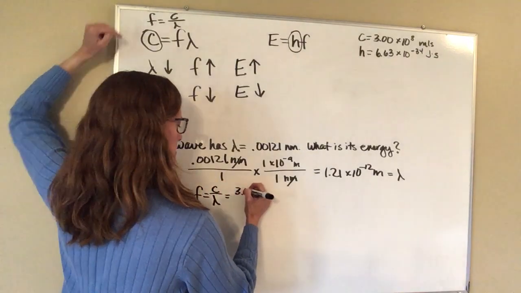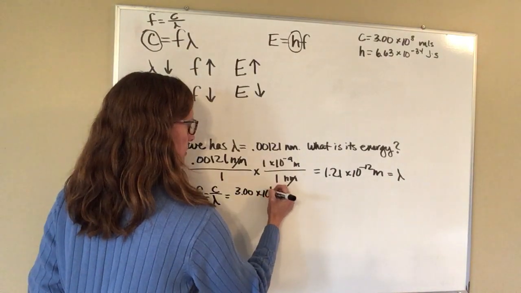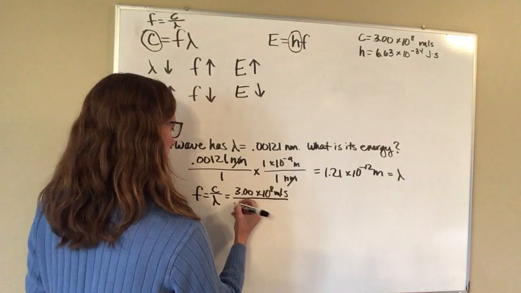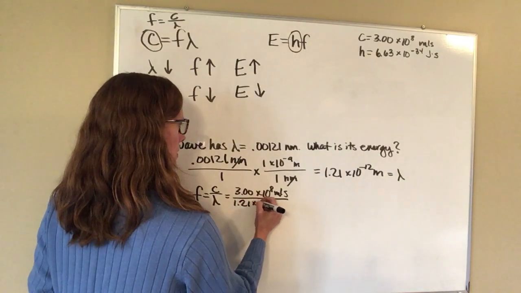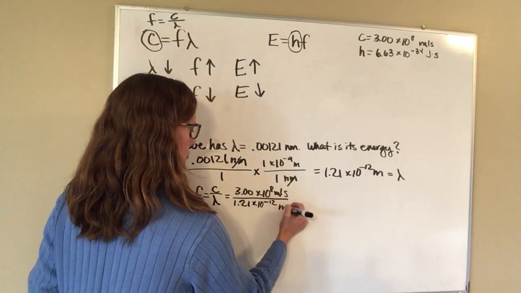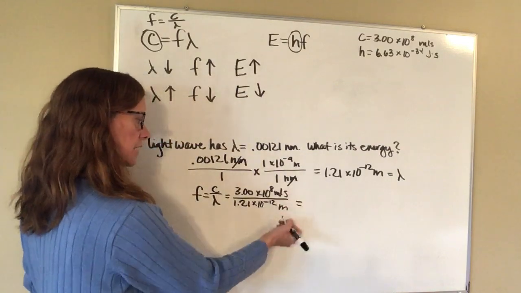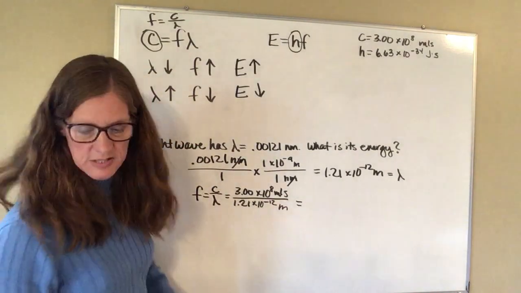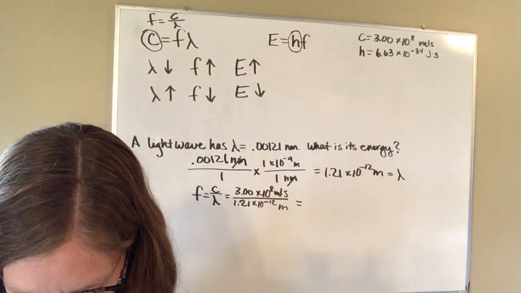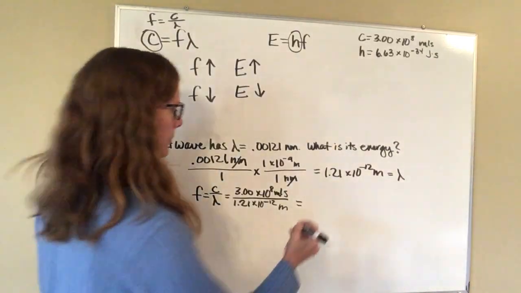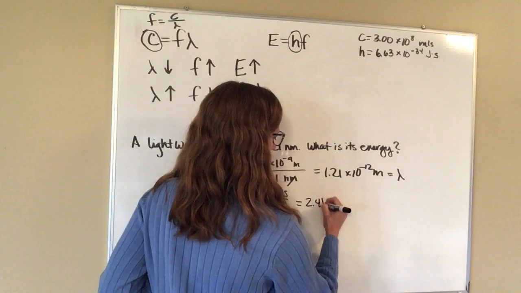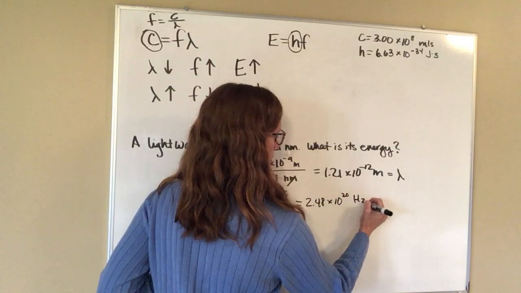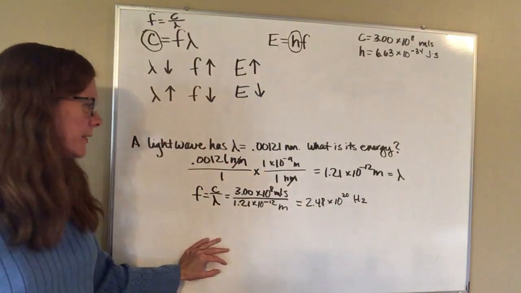So I have 3.00 times 10 to the 8th meters per second divided by the wavelength I already found, 1.21 times 10 to the minus 12 meters. So again, meters per second divided by meters is going to give me units of per second, which is the same as a hertz. So when you type this into your calculator, you should end up with 2.48 times 10 to the 20th hertz. Okay.